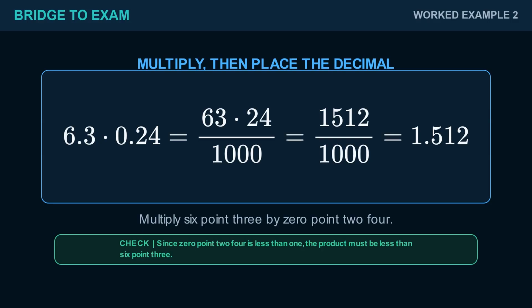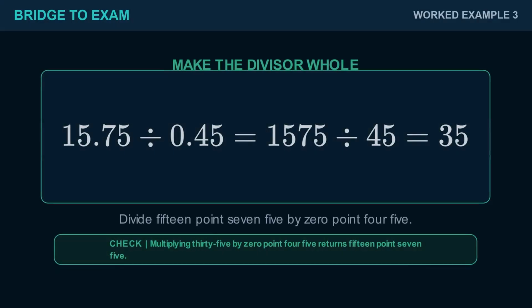Worked example 2. Multiply 6.3 by 0.24. Use 63 times 24 to get 1512, then account for 3 decimal places in the factors. The product is 1.512. Check. Since 0.24 is less than 1, the product must be less than 6.3.